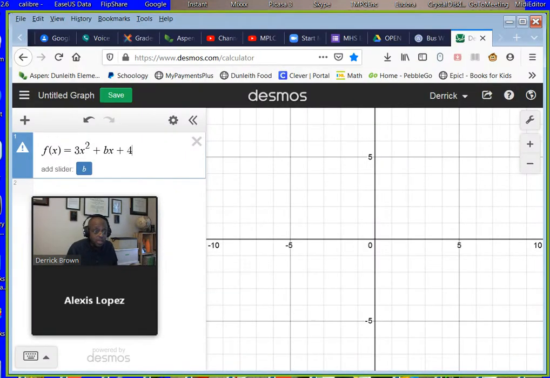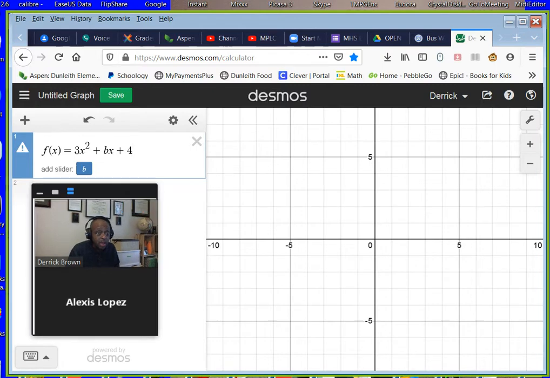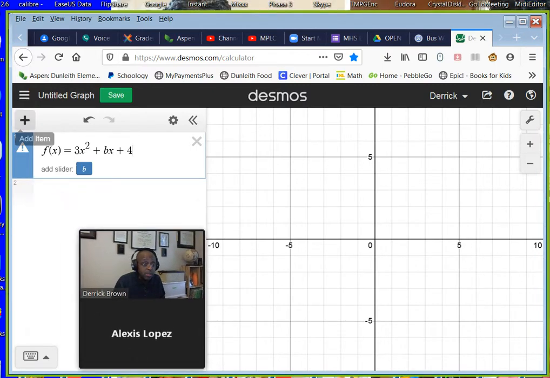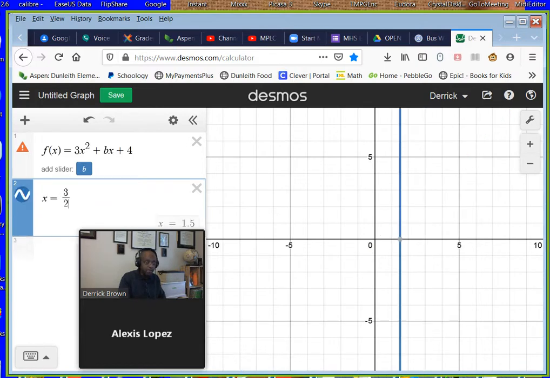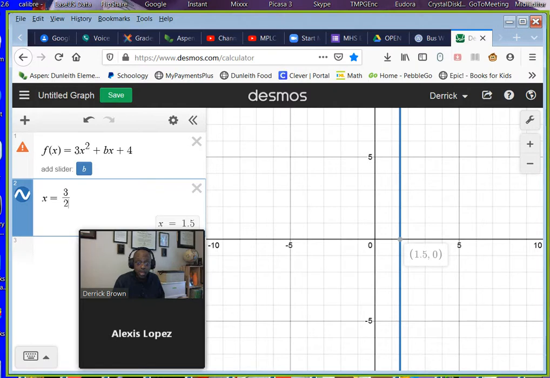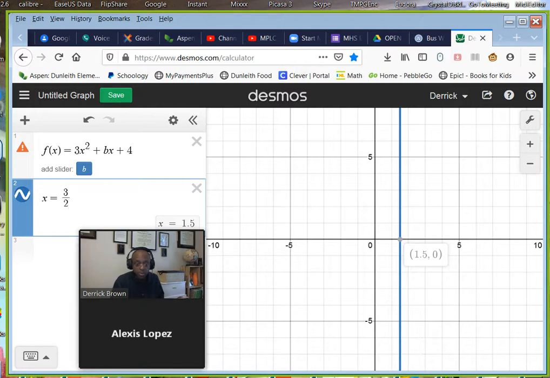Okay, so let me see if I can draw a picture of that, because what the graphing calculator allows you to do is you can graph multiple functions. See how you can add that function and say x is equal to 3 halves. Now I know that that is a vertical line. See how the vertical line appears? The vertical line appears at the point 3 halves, comma 0. X is equal to 3 halves, or 1.5. Y is equal to 0.